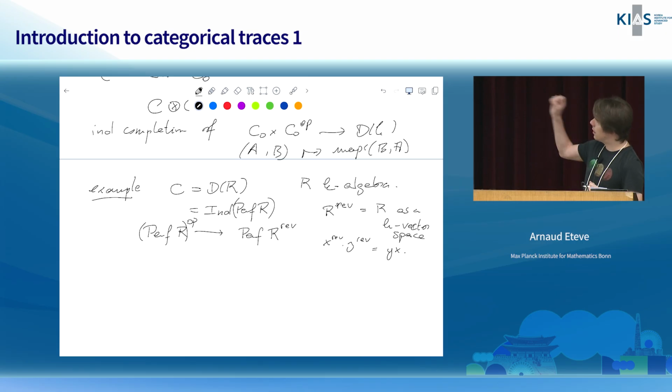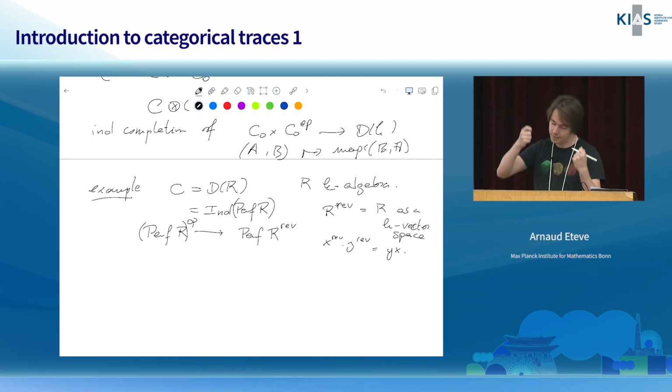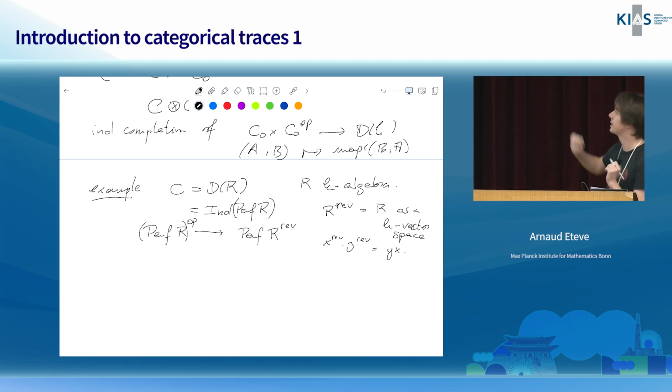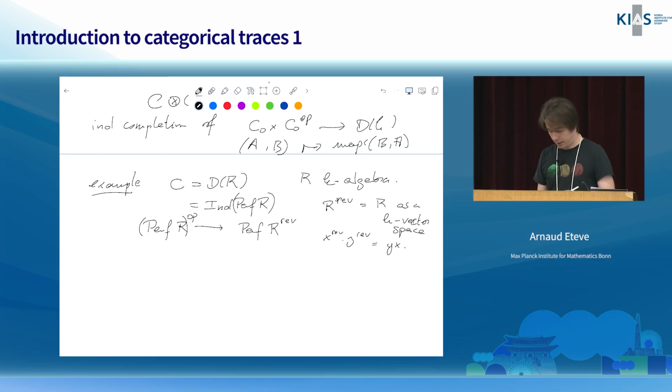I'm doing this purposefully for tomorrow, because tomorrow I'm not going to take a ring, but I'm going to take a monoidal category. And if I start using op to talk about the opposite rings, I will have too many notions of ops. So I want to preemptively distinguish them. And this is the same as the category of perfect complexes of right R modules.